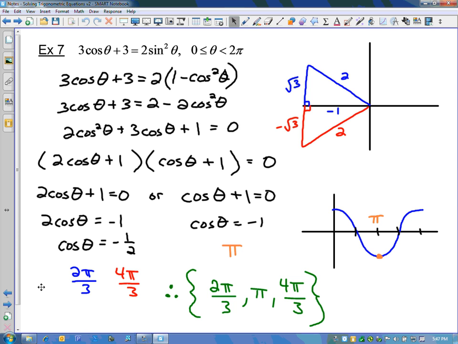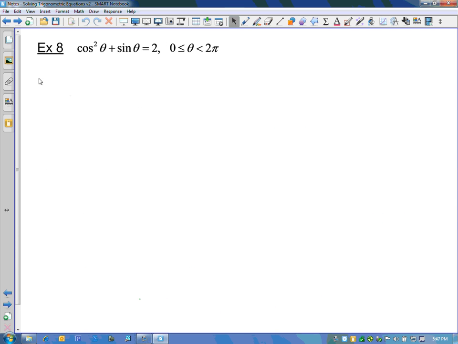All right, for number 8, we have another equation with pretty much the same thing here. We have cosine and sine. I don't want two different functions, so we need to try to find a substitution. Again, cosine is the one that is squared, so that makes an easy substitution. Cosine squared of theta is 1 minus sine squared of theta. These Pythagorean identities do come in handy. And now everything is in terms of sine.